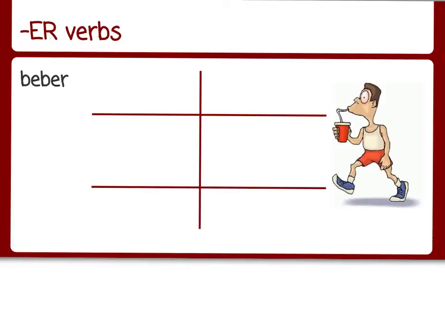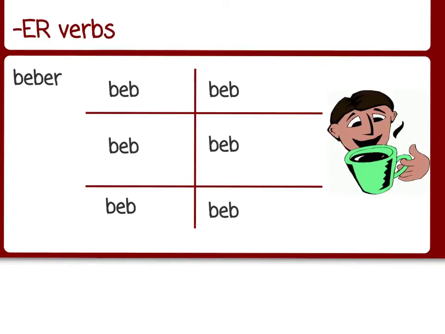So first things first, we're going to draw our six-pack for beber, to drink. Now we need to drop our ER, and then we are left with our root, just like AR verbs. Like dibujar, the root of that would be dibuj, because I dropped my AR. Same rule with ER and IR verbs. So beb is my root. And now I'm going to add in my endings for this verb.